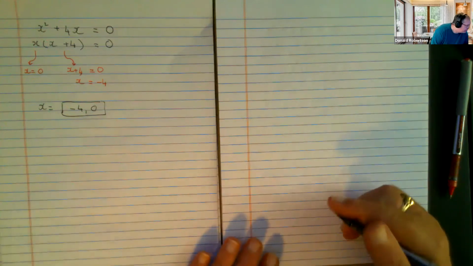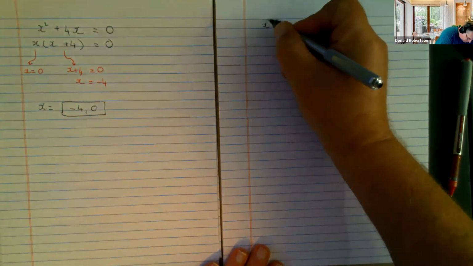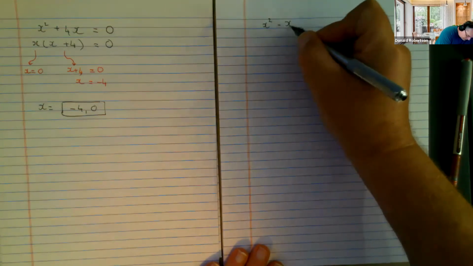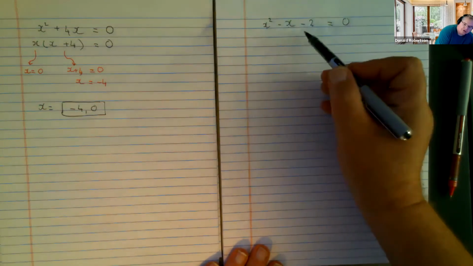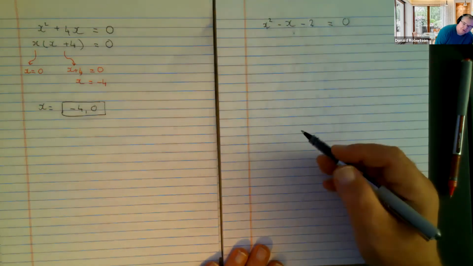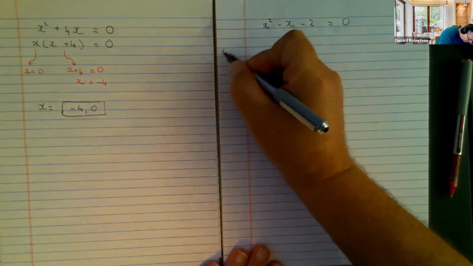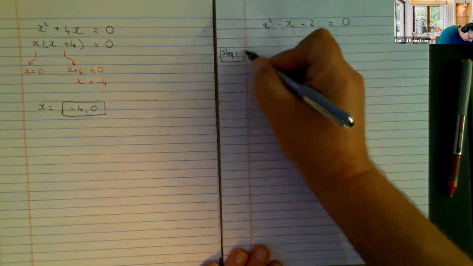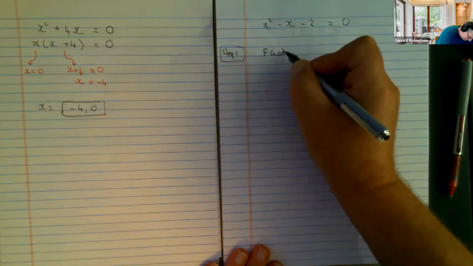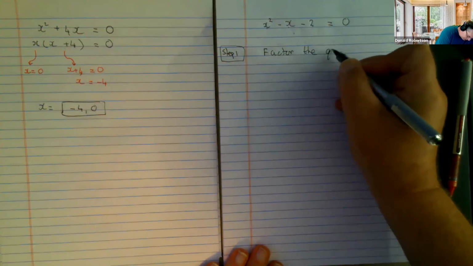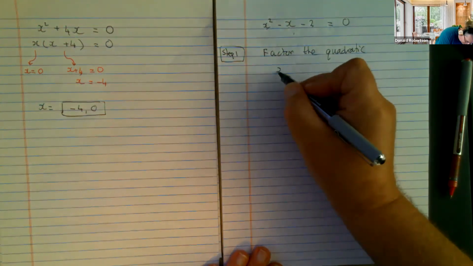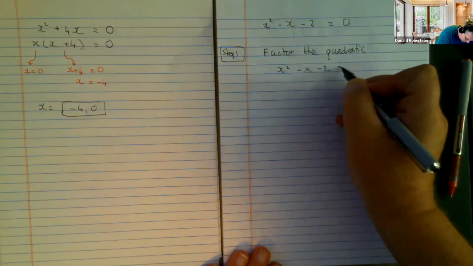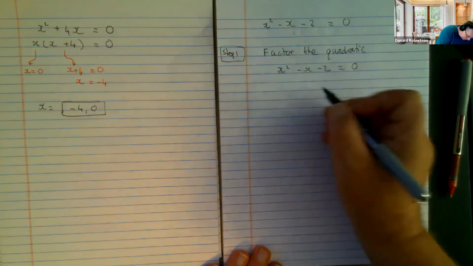Let's try something a little bit more difficult. Suppose I would need to solve a typical quadratic. These are the most common. Three separate terms, right? Some x squareds, a number of x's, and a constant term. So step one, when you have this type of situation, is to factor the quadratic. So in this case, I'll just rewrite the original equation. I need to factor x squared, take away x, take away 2.